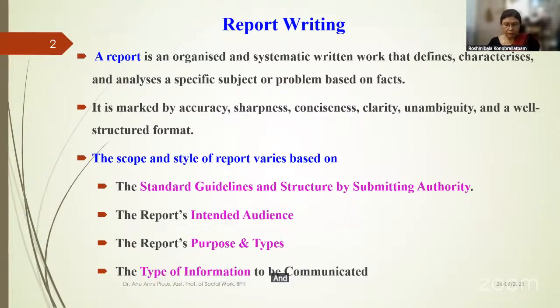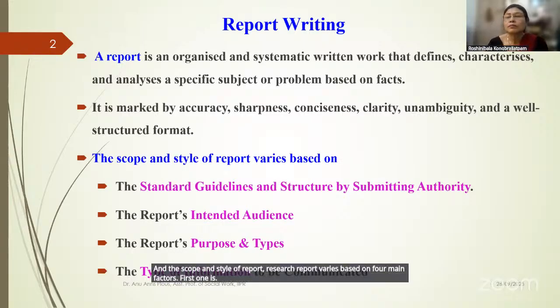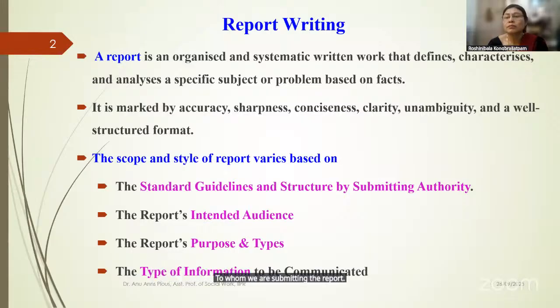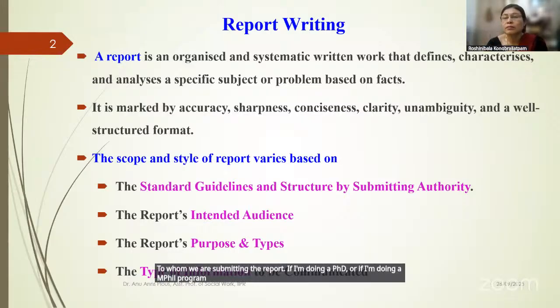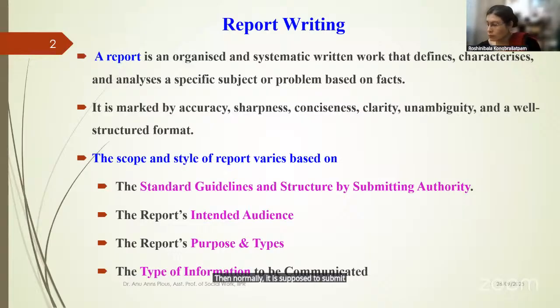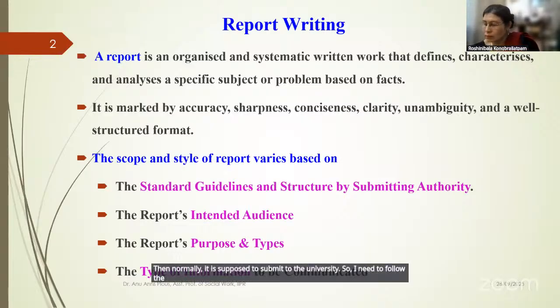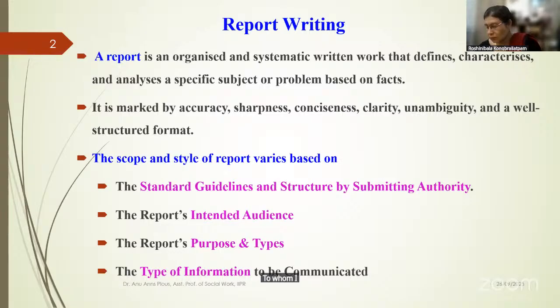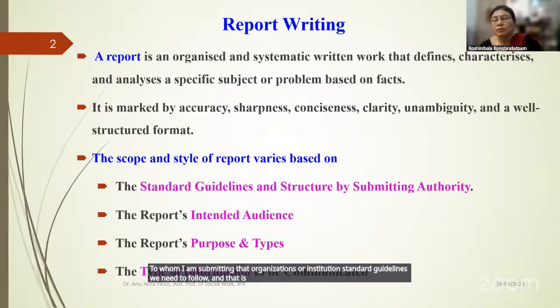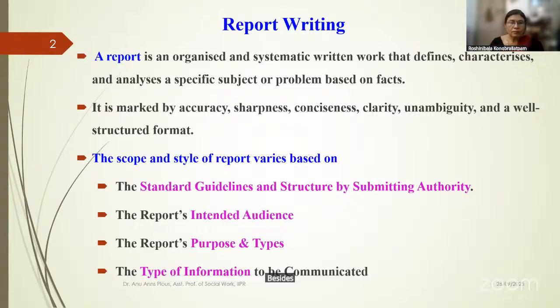And the scope and style of a research report varies based on four main factors. The first one is to whom we are submitting the report. If I'm doing a PhD or an MPhil program, then to whom am I submitting my thesis? Normally, it is submitted to the university, so I need to follow the standard guidelines and structure provided by the university. Instead, if I'm conducting a funded research project, then to whom I am submitting, that organization's or institution's standard guidelines we need to follow. That is one factor which decides the scope and style of the report.